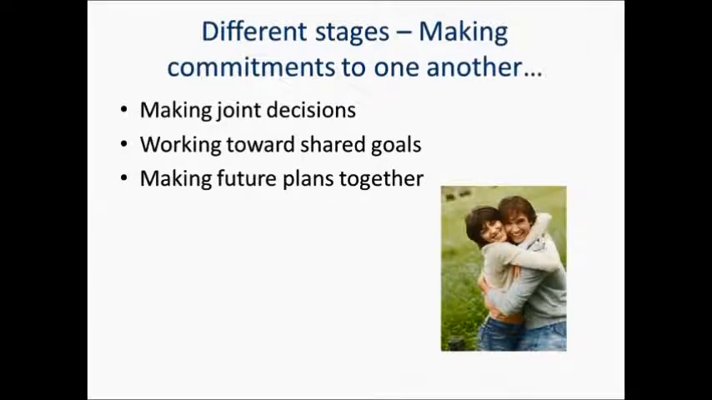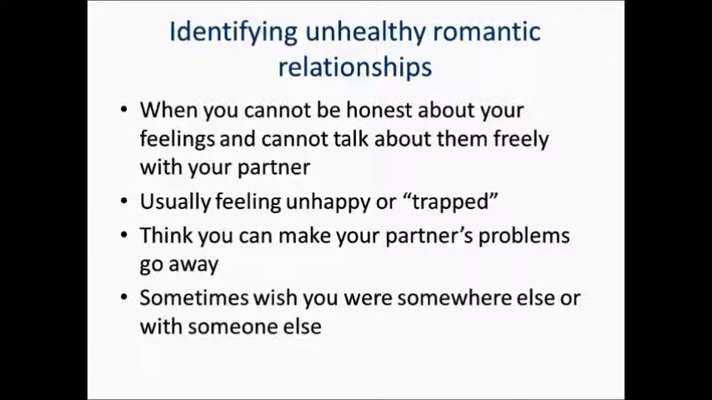So, different stages, making commitments to one another, may include making joint decisions, working towards shared goals, or making future plans together. Now we're going to look at identifying unhealthy romantic relationships. When you cannot be honest about your feelings and cannot talk about them freely with your partner, usually feeling unhappy or even feeling trapped, think you can make your partner's problems go away, sometimes wish you were somewhere else or with someone else.